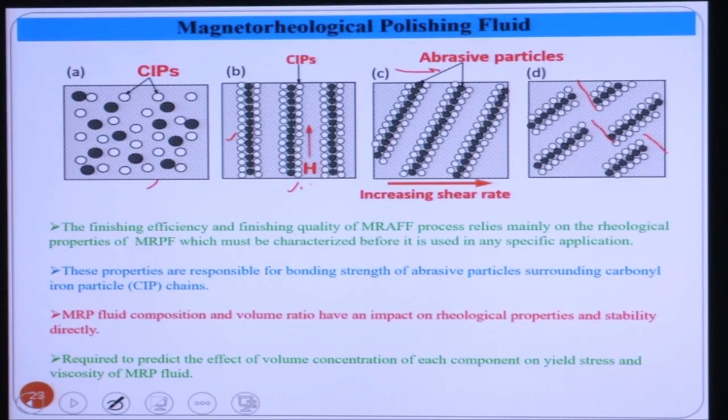MRP fluid composition and volume ratio have an impact on the rheological properties of the MR fluid. These individual components of the fluid govern the rheological properties of the magnetorheological polishing fluid. That's why it is required to predict what the concentration of CIP particles should be, what the concentration of the abrasive particles should be, what the concentration of the grease should be, and what the concentration of your base media, like paraffin oil, should be. So we need to find out the concentration of the different elements of this MR fluid.